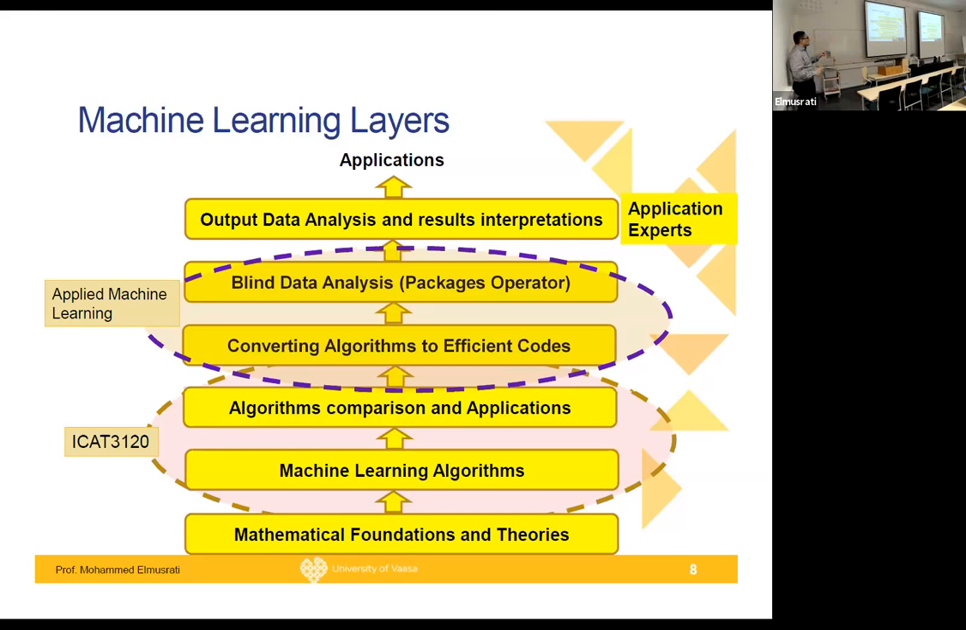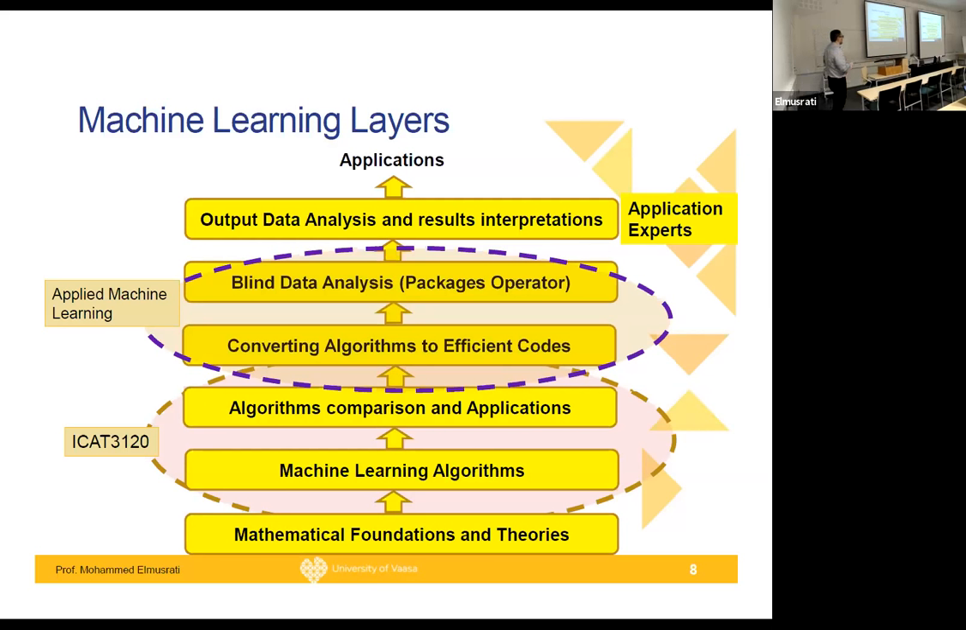We call those blind data analysis. So you don't know how things are going. For example, I give you an Excel file with thousands of inputs and you want to get some clustering result, then you can just blindly apply one of the clustering algorithms and you get some result. But is that algorithm the best to use with this data or not? This is not possible to know if you don't know the other layers.